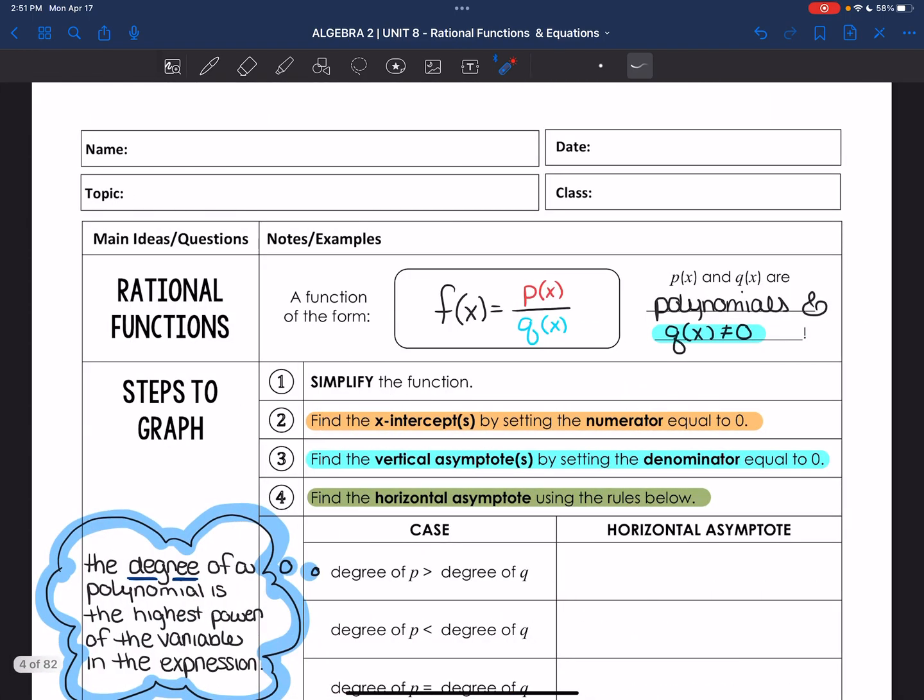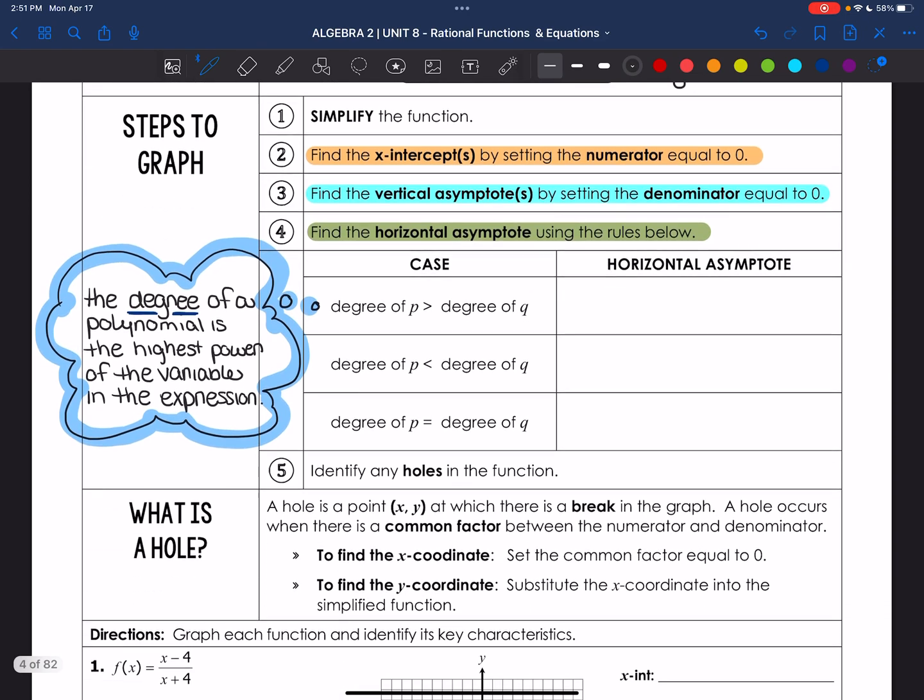But for a rational function, you're going to have a whole polynomial in the numerator and a polynomial in your denominator, but we cannot let our denominator, or q of x, equal 0. We're going to call the function in the numerator p of x, and the function in your denominator is your q of x function.